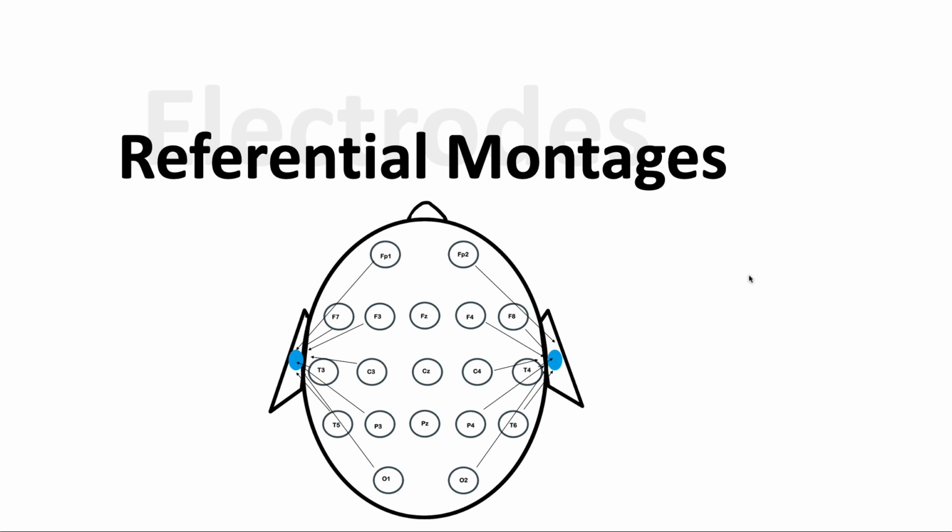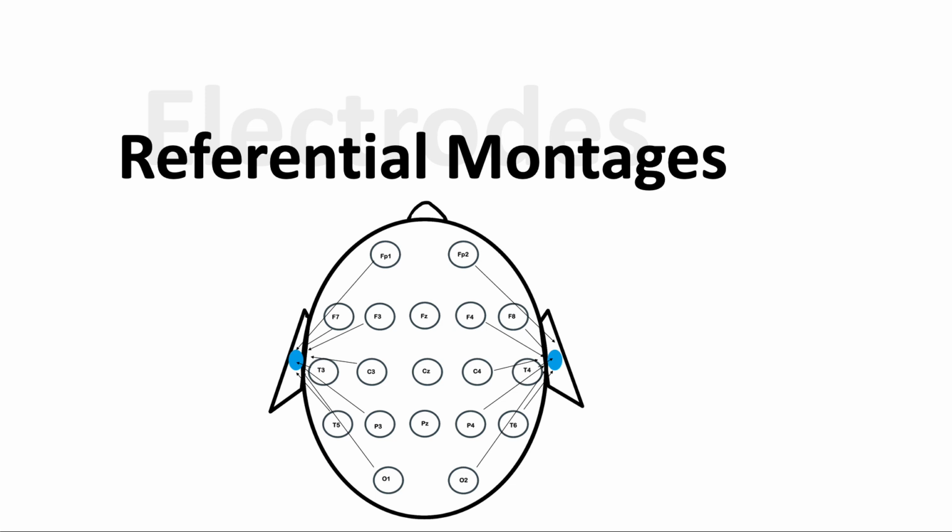Referential montages look at the EEG differently than AP bipolar montages. In a referential montage, instead of comparing one electrode to the nearby electrode, you actually compare all the electrodes to a reference electrode. This may be all the electrodes in one hemisphere to an electrode that's a reference, or sometimes all the electrodes to a single center electrode that is a reference. Nonetheless, this allows you to see the EEG in a different way than the AP bipolar montage.